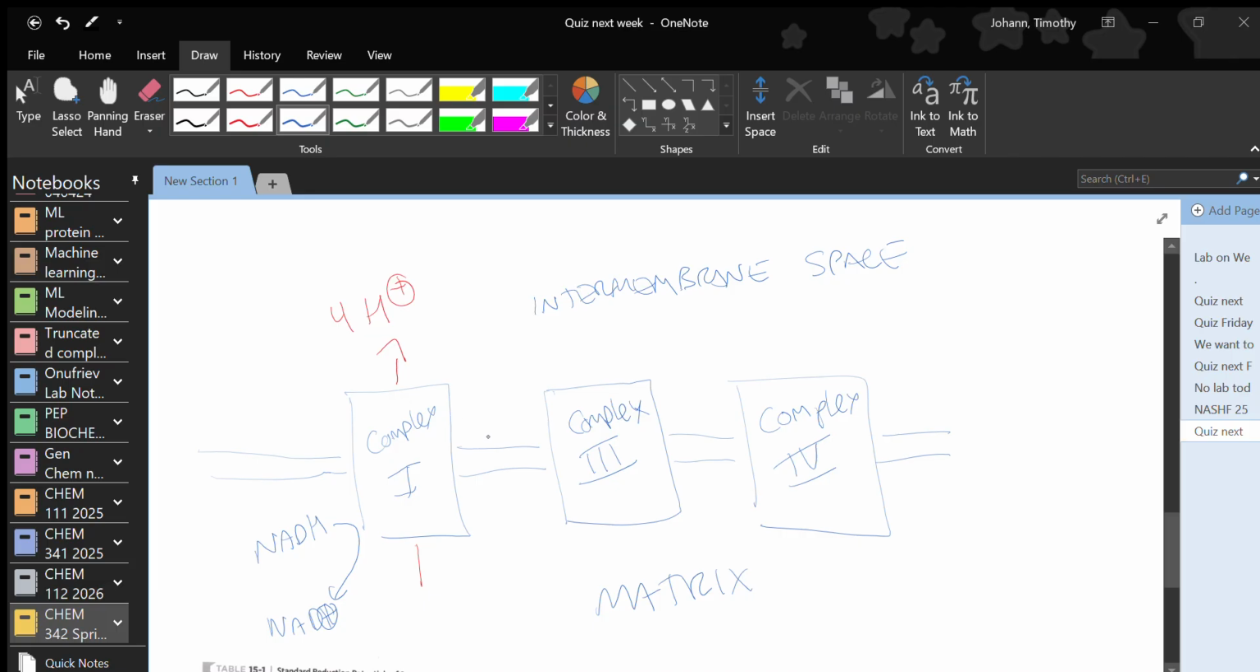On the other side, in the membrane, ubiquinone is going to come and pick up those 2 electrons and become ubiquinol. It's going to move across till it gets to complex 3, and it's going to drop off those electrons and become ubiquinone again. So we're transferring 2 electrons from complex 1 to complex 3 using ubiquinol.